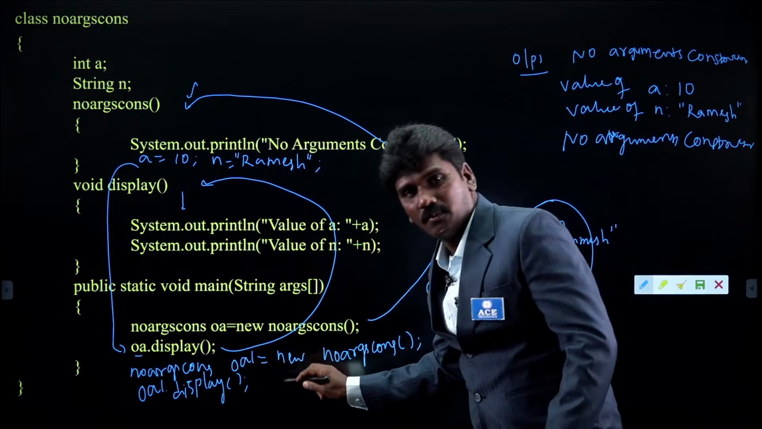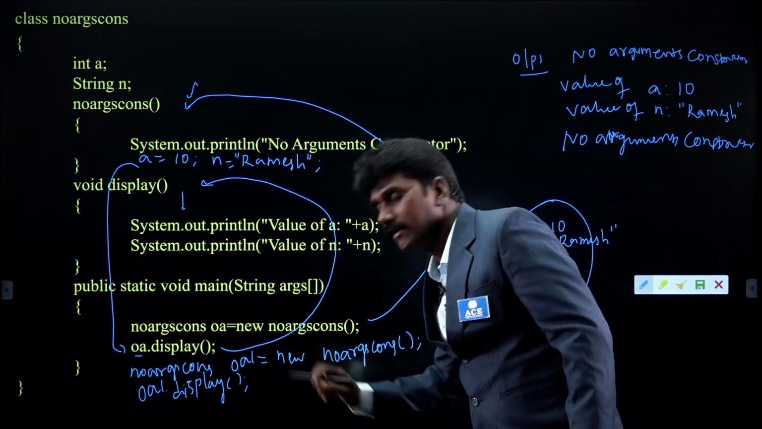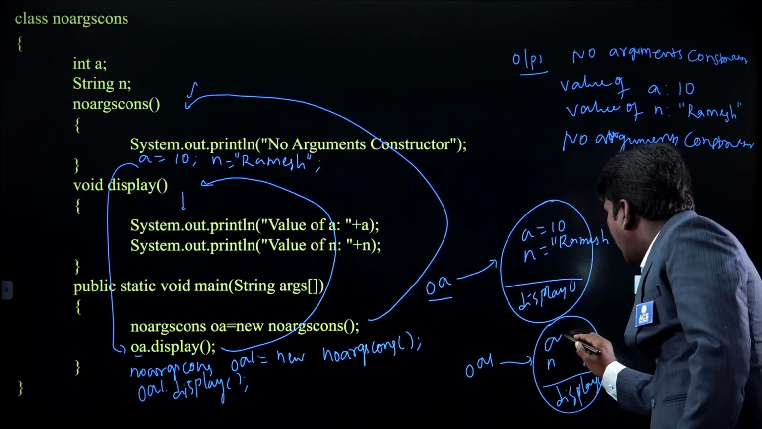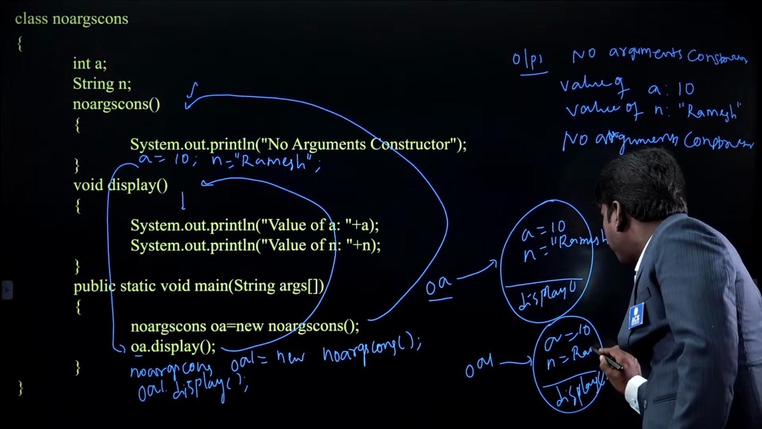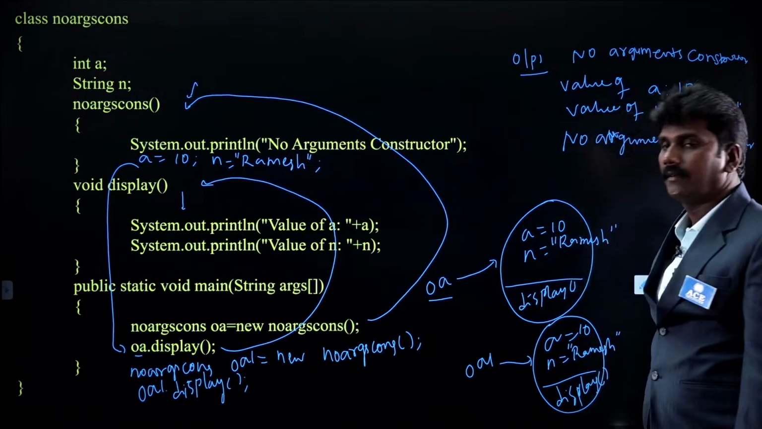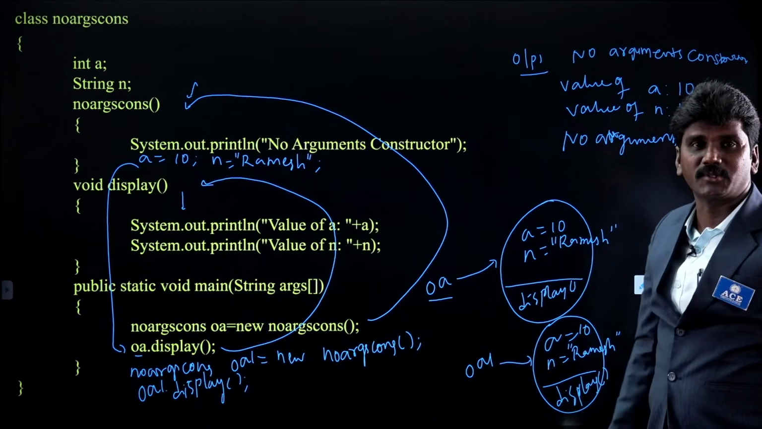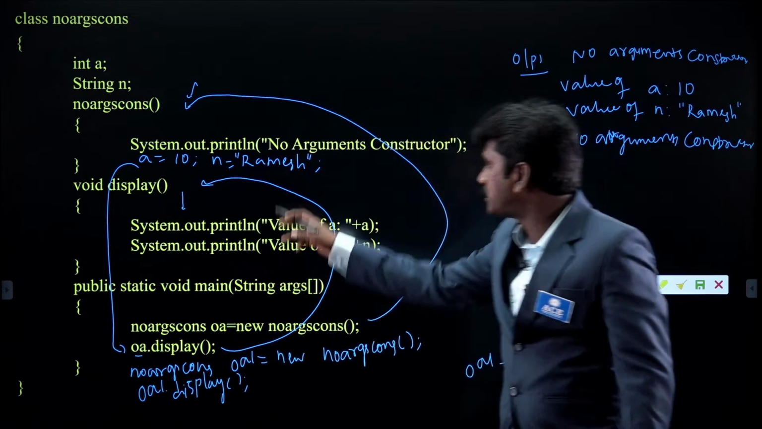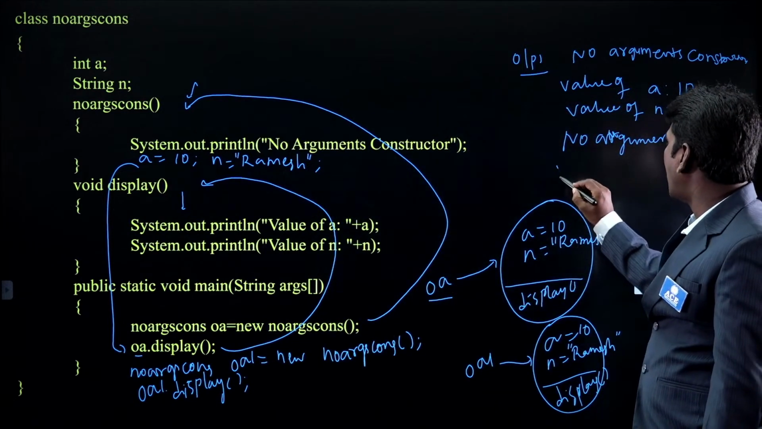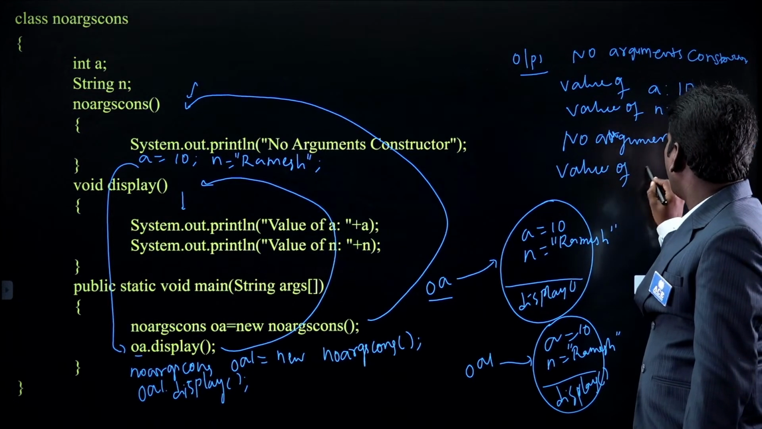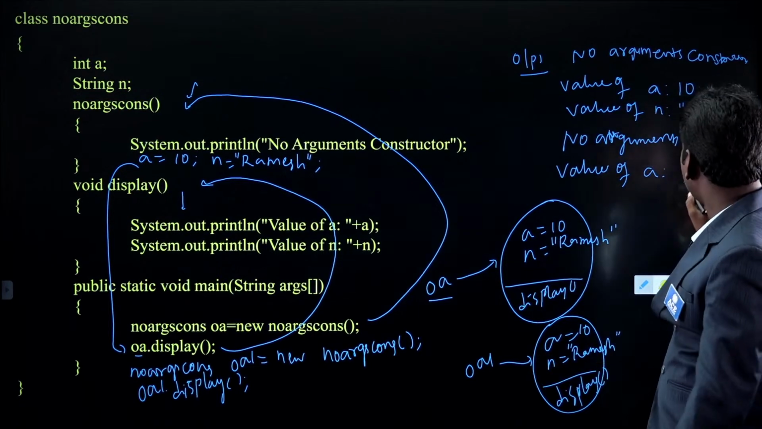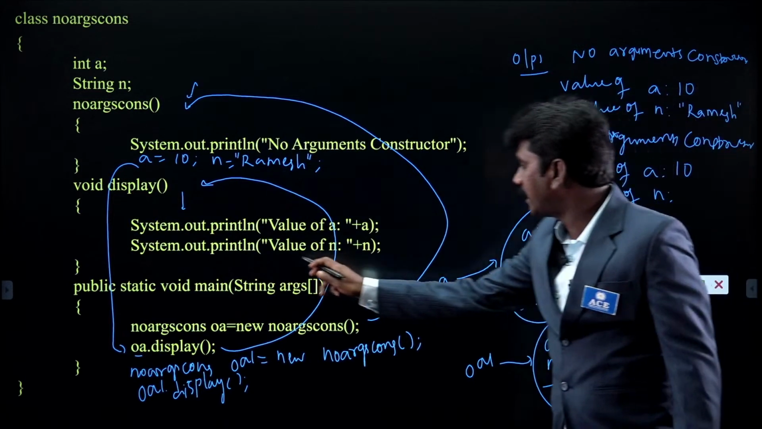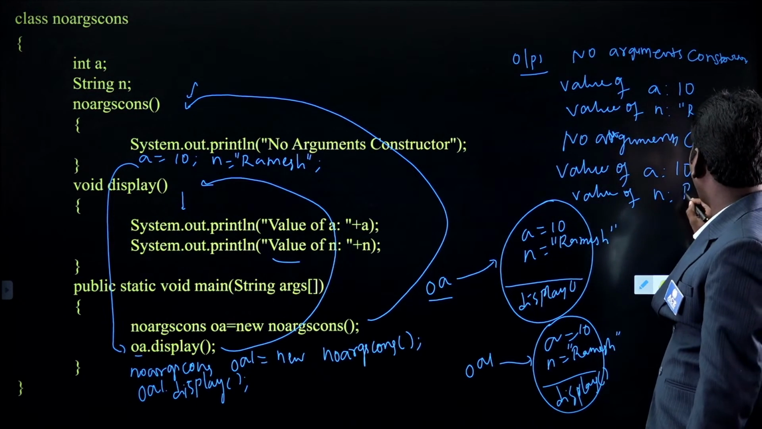Actually, who called? To which object we are creating? OA1 we are creating. While creation of the object itself, the constructor is going to be executed. So in this case, A is equal to 10 and N is equal to Ramesh. Means for OA1 also, same initialization is done. Suppose if I have displayed OA1.display, if I have called this method, then what will be happened is value of A, what is there in OA1? 10 is there, and value of N, what is the N value here? Ramesh.